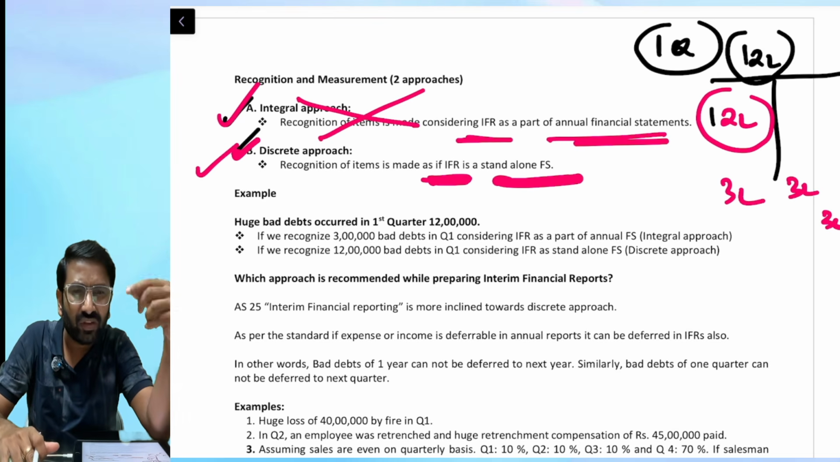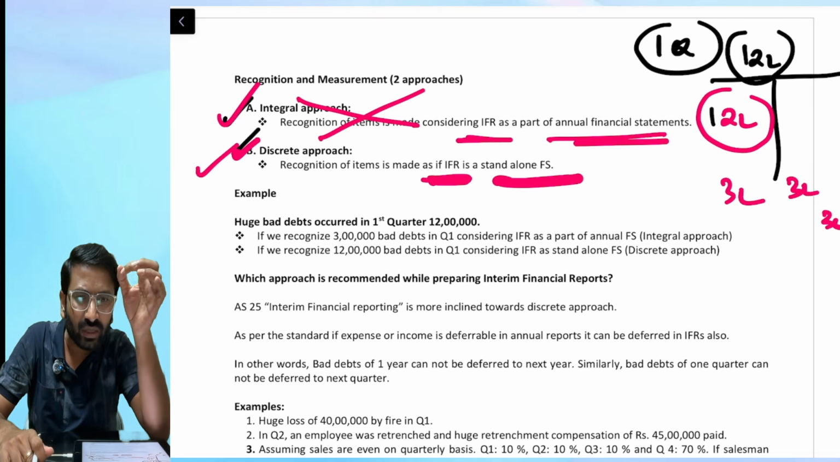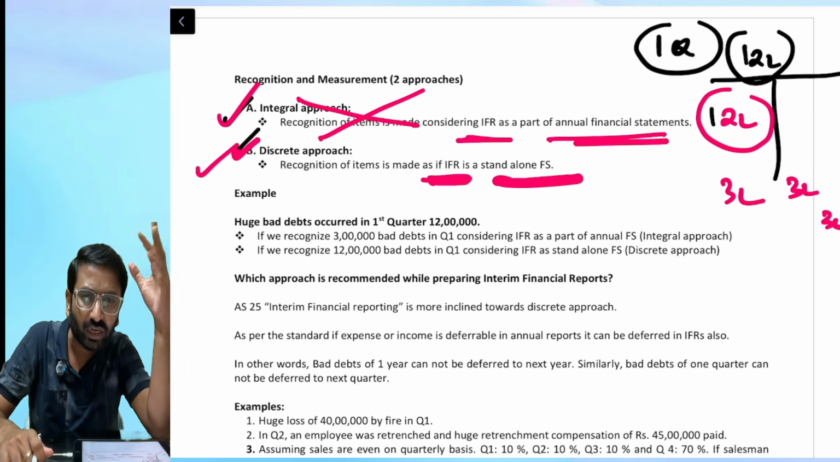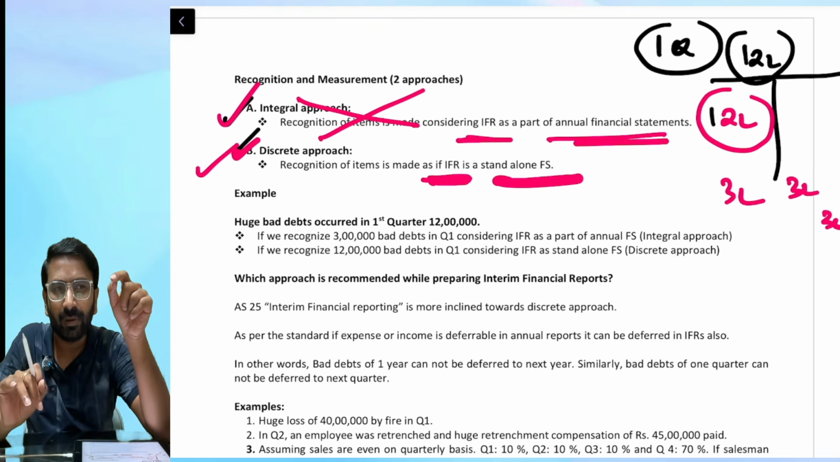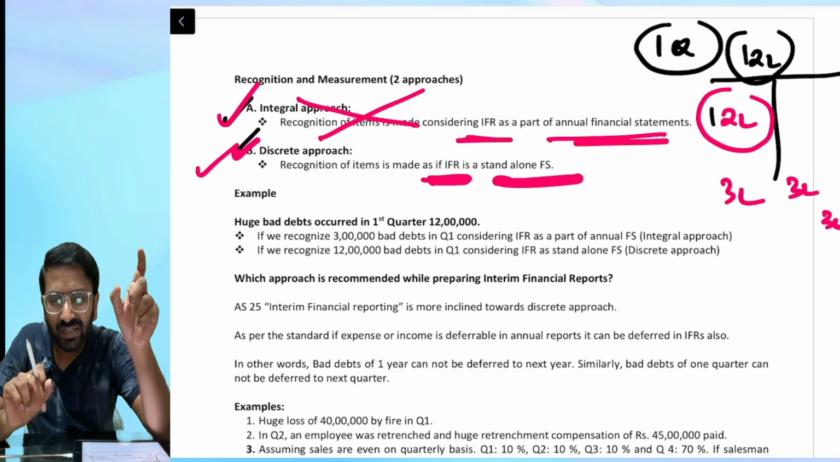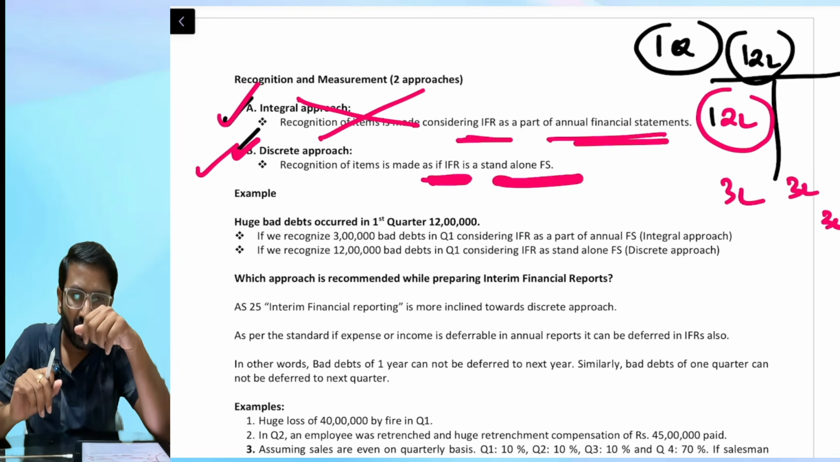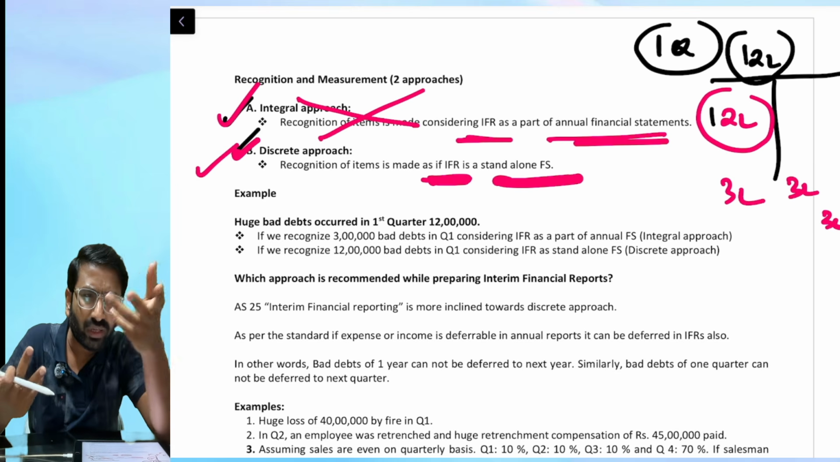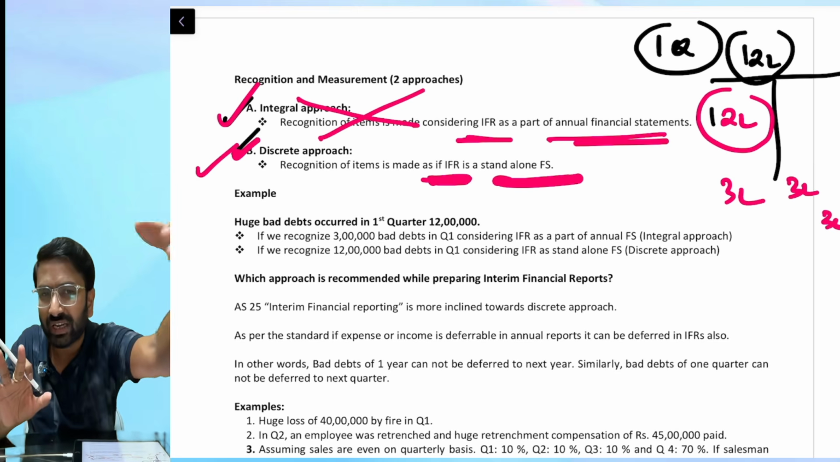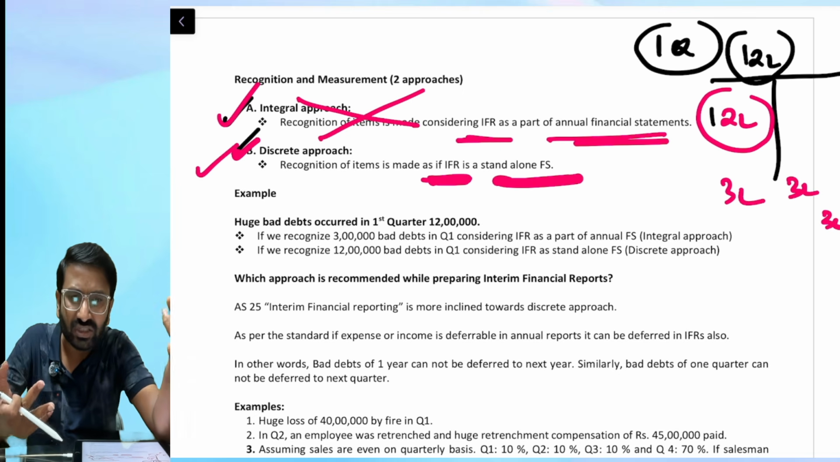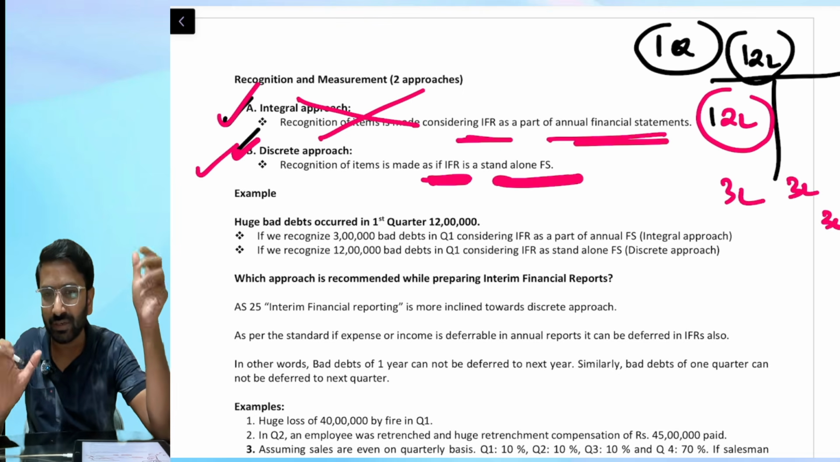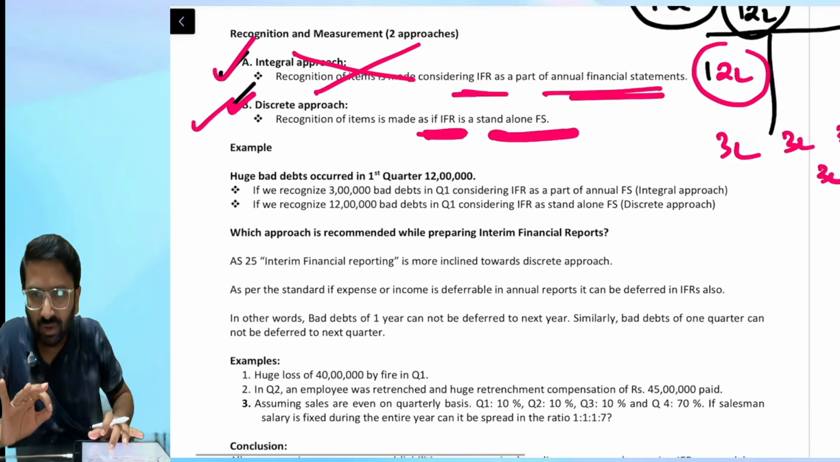Which is, as and when the transaction arises, it has to be recognized in that quarter only. You cannot take it to the next quarter. Is that clear? So in our example, the 12 lakh rupee bad debt is arising in which quarter? First quarter. If it is arising in first quarter, you have to recognize it in first quarter only. You cannot take it to second, third, and fourth. So based on accrual concept, as and when it arises, it has to be recognized in your books of accounts. Is that clear?